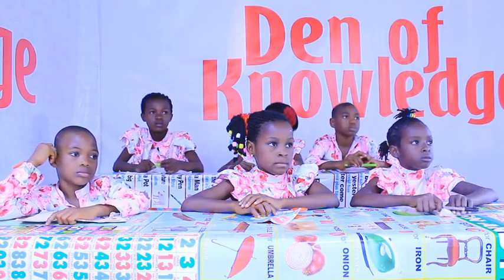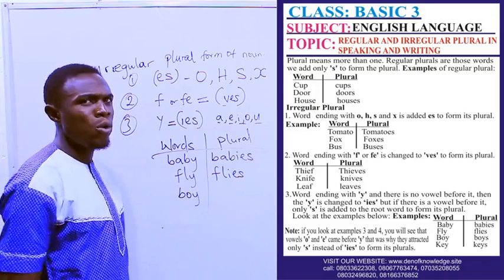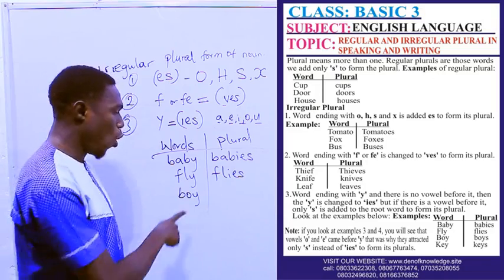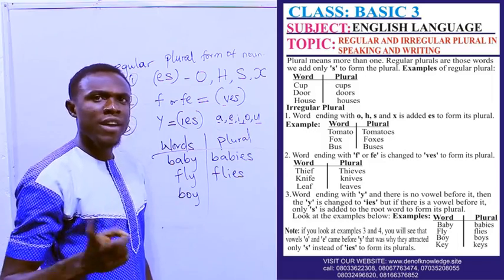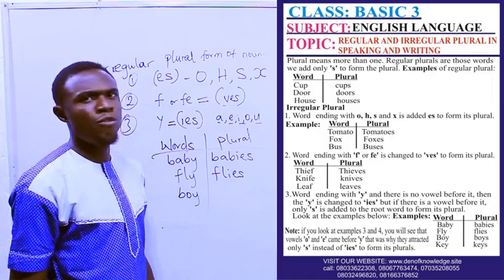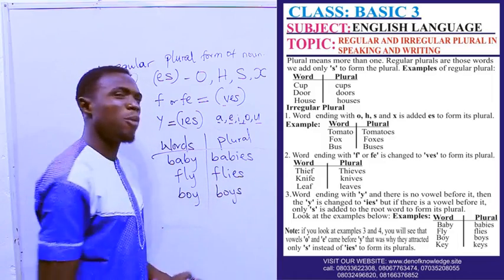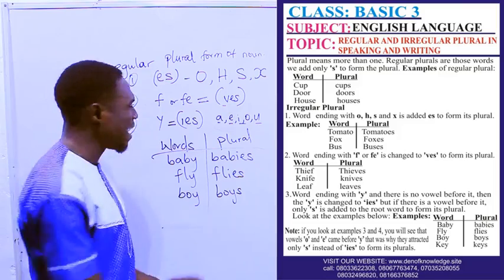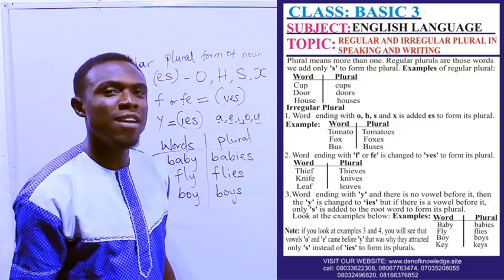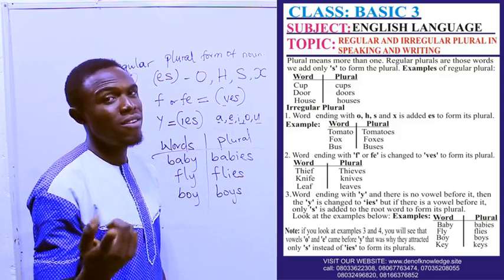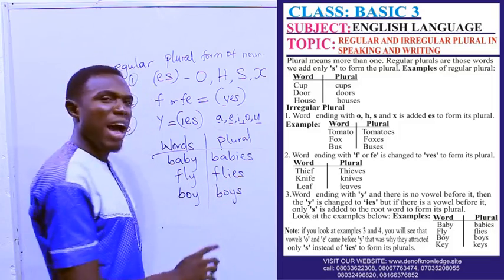Boy. Boy ends with Y. Which letter comes before Y? O. O is a vowel. Can you see it? You don't remove Y because of this vowel. You just add S. It becomes boys. If you remove Y and add IES, it's going to be boies, and it's wrong. How does that sound? So you just leave Y and put S.